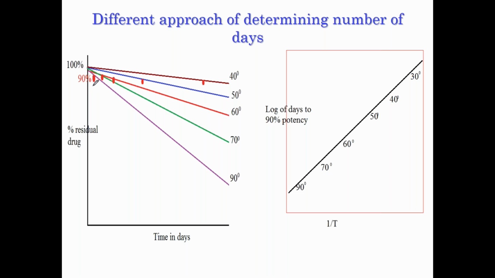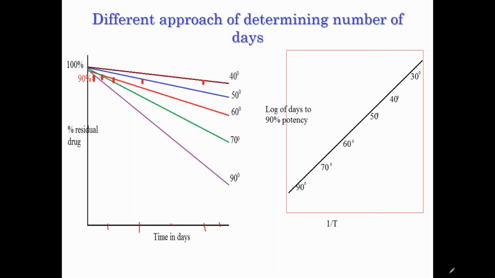So 90% potency has come down from 100 to 90%. So 10% is gone. You are marking out that 10%, so that is 90% on the line. Take out those points, fine. So for 90% potency, now note down the time, the number of days, on the x-axis.